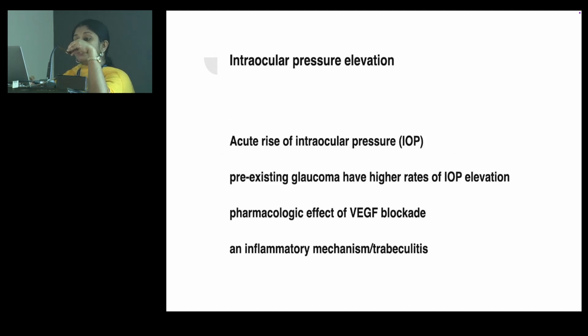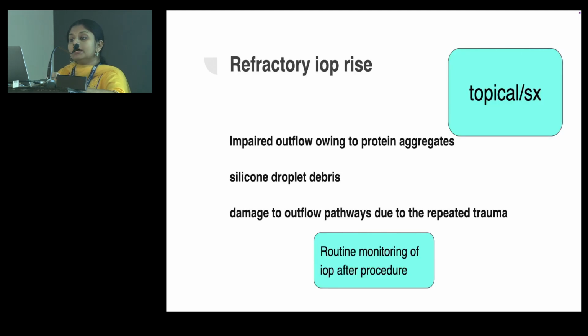IOP elevation. Acute rise of IOP is common with every intravitreal injection. It may be procedure related, but the pre-existing glaucoma patients have a higher rate of IOP elevation. It may be sometimes associated with the pharmacologic effect of the VEGF blockade, or may be due to the inflammatory mechanism or trabeculitis. Refractory IOP rise, where the patient has an IOP which is not responding to the treatment or is not coming down, then we should start topical anti-glaucoma medication.